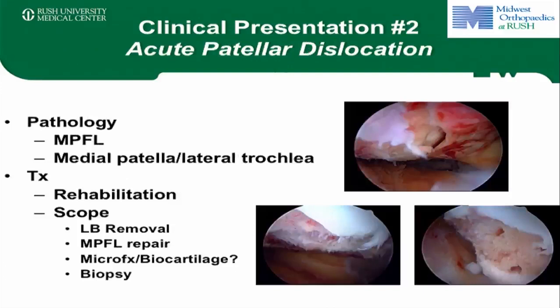What about the acute patella dislocation? Well, the pathology here is an MPFL disruption, either off the patella or the femur. And they often intra-articularly will have a medial patella lesion and a lateral trochlear lesion. We will try to rehabilitate these if they do not have a loose body. If they have a loose body, then I will scope them, remove the loose body, sometimes perform an MPFL repair at the site of injury.